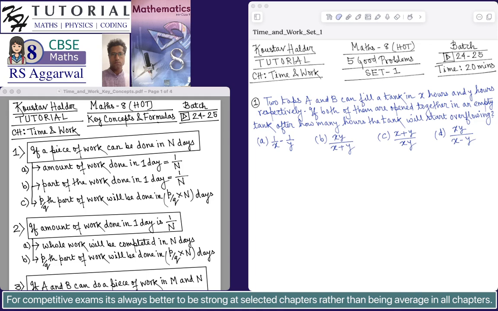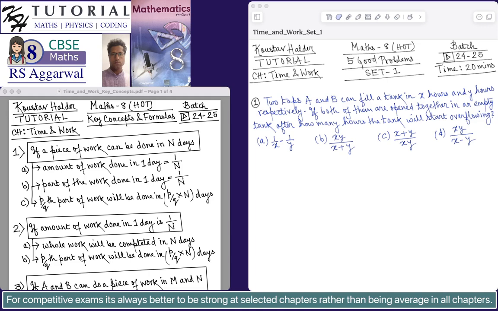The moment the tank becomes full, that is the time when it will start overflowing. So basically we have to find in how many hours both the taps A and B together will completely fill the empty tank. That is what it is asking, in a different way: after how many hours the tank will start overflowing. This means after how many hours the tank will be full. Both the taps A and B are inlets, so they are filling the tank, and we know that individually they can fill the tank in X hours and Y hours respectively.